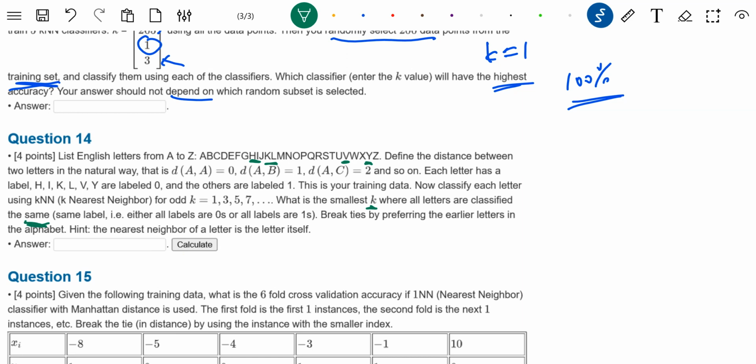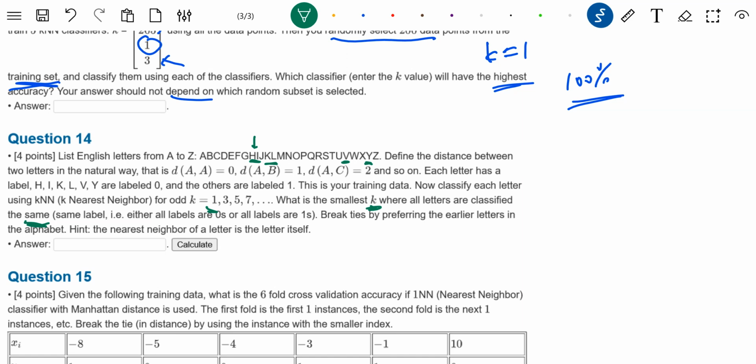If we have the majority classifier, then of course everything will be classified the same. But we want the smallest k. Of course we can have k equal to 26, then everything will be classified as the majority, but we may want something smaller. First, 1-NN definitely doesn't work. 1-NN just predicts itself, so the accuracy will be 100%, and not all of them are the same. If you do 1-NN on, say, H, it will just predict 0, which is different from all the other ones.